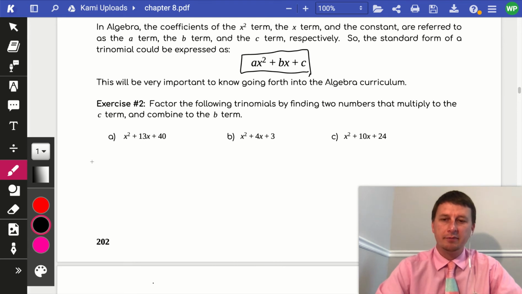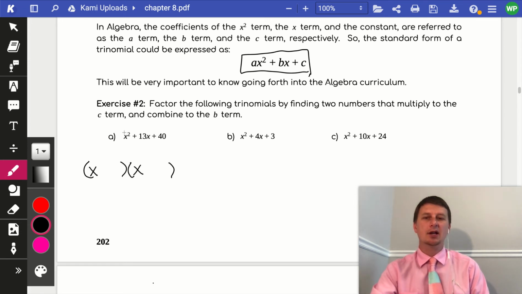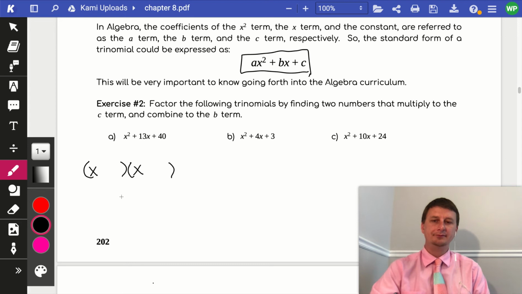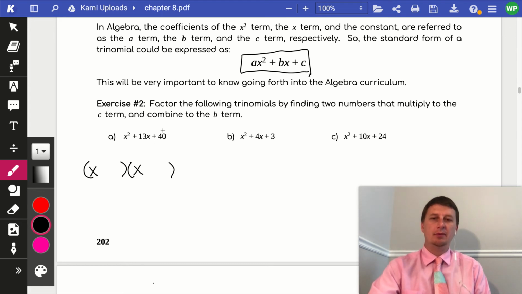And what we're going to start off by doing is we're going to open up two sets of parentheses. And because this term right here is x squared, I'm going to start off each set of parentheses with an x, because x times x will give me x squared. Now, I want to follow my rules to find out two numbers that could multiply to give me 40, and those same two numbers add to give me 13.